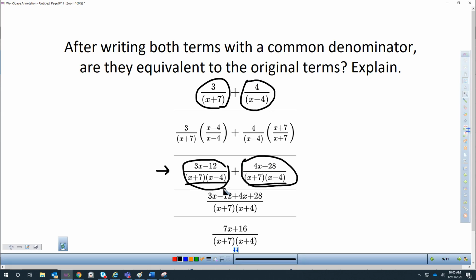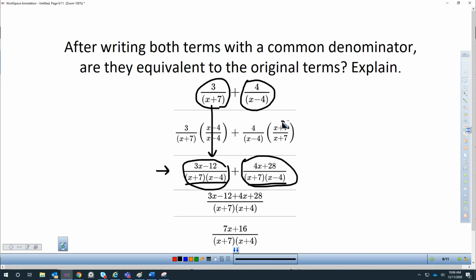And the answer is they are the same. So what we did to get this to look like this is we just multiplied it by x minus 4 over x minus 4. Well, that's just basically multiplying by 1. And when you multiply by 1, nothing changes. So this is exactly equal to this. It just looks different.